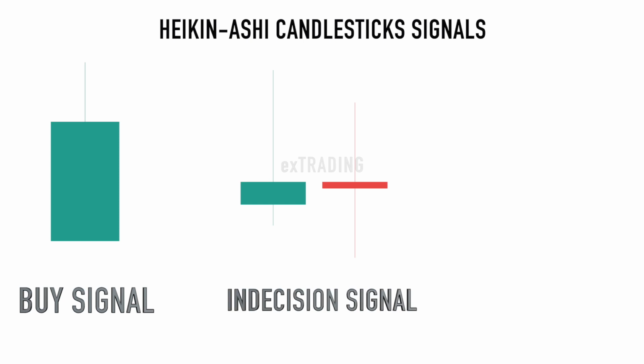2. Candles with a small body surrounded by upper and lower shadows indicate a trend change or indecision of the market. This should be your exit signal, or you can wait for the decision of the market in the next candle.